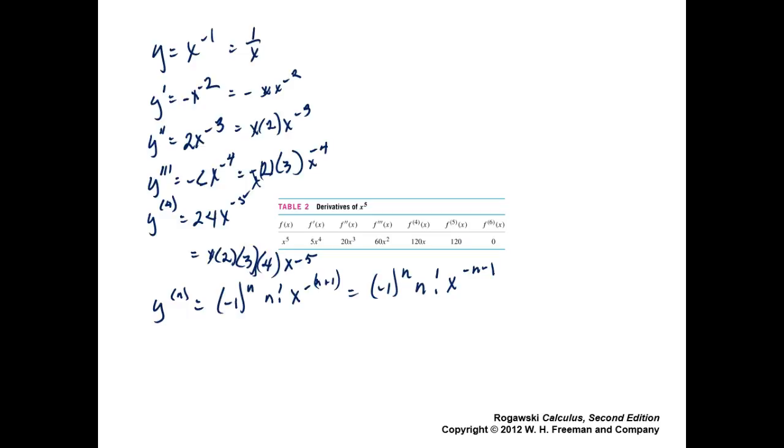Now, it's not always possible to find a simple formula for the higher derivatives of a function. In most cases, they become increasingly complicated, so don't look for them. This one just happened to be one. The simple power function was easy to do when you had a negative power. All right, let's move on to example 4.